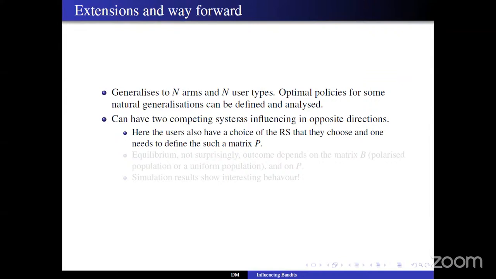So here, just to repeat, the users also have a choice of the recommendation system that they choose, and one needs to define such a preference matrix, as we call it.